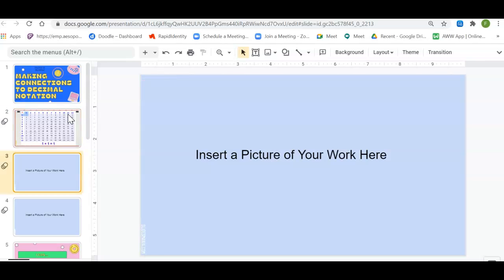And on the next two slides, what I have are places for you to put pictures of your work. So if you're working in your notebook or if you're working in your binder on certain activities, then you're going to need to show a picture of your work to your teacher. And the only way to do that is going to be to take a picture of it and put it in here.